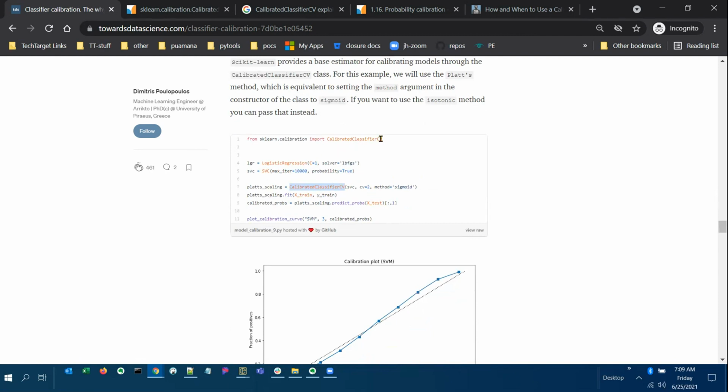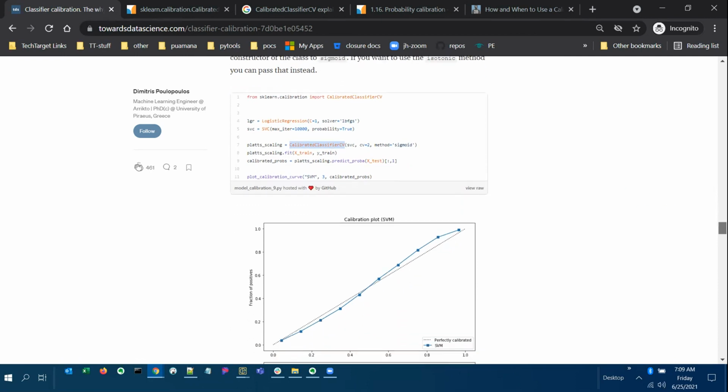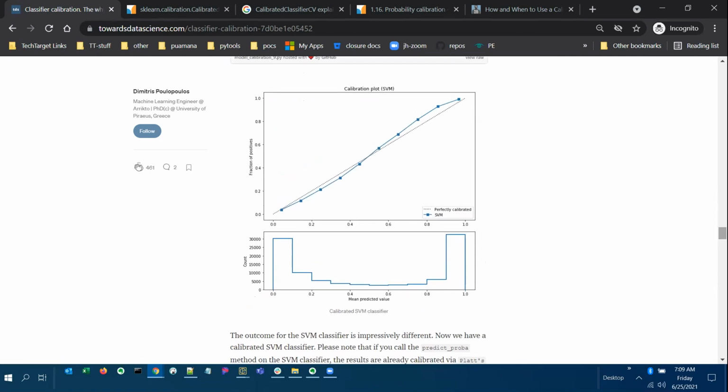That's just a class from scikit-learn, and it fixes it. So here's your SVM now after running the calibration. Somehow it recalibrates your model, and it's basically lining up your probability scores.